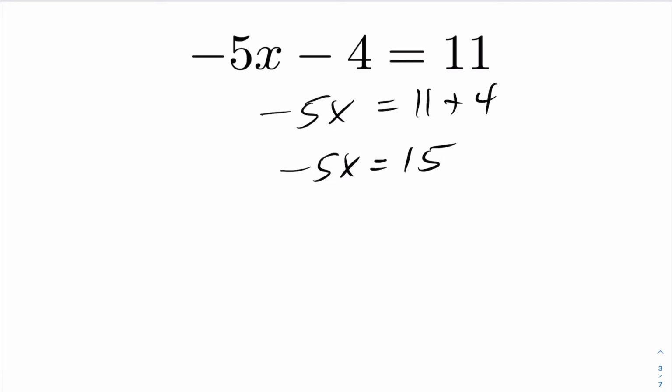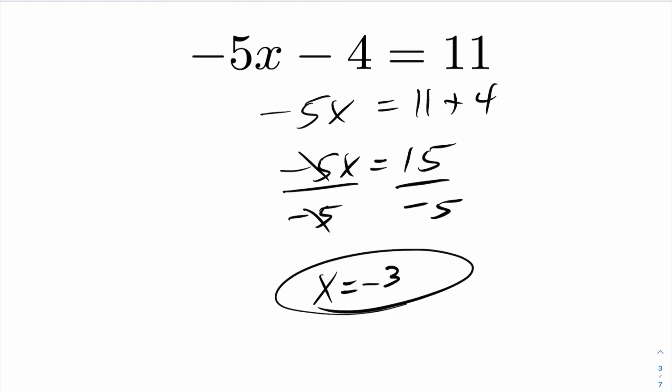Now the operation between the negative 5 and x is multiplication. To undo that, we divide across by negative 5. Once again, we get our reduction. We get x equals 15 divided by negative 5, which is in fact negative 3. And we have our next solution. Let's look at another example.